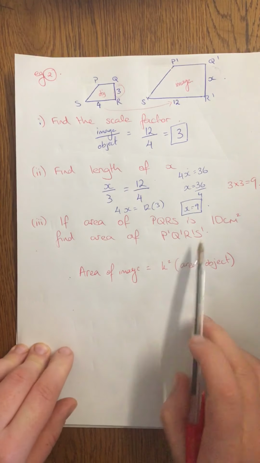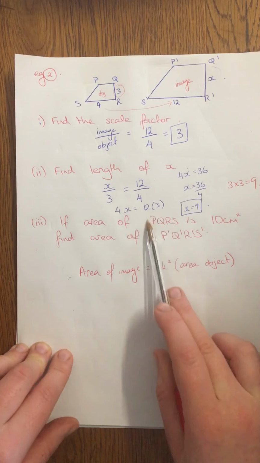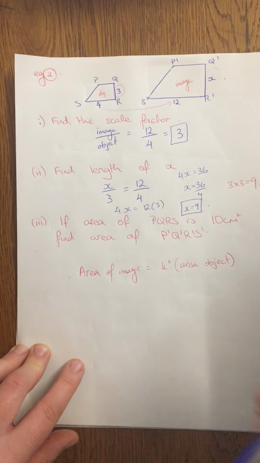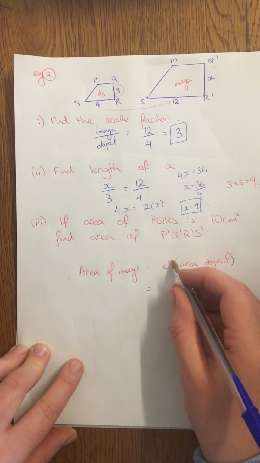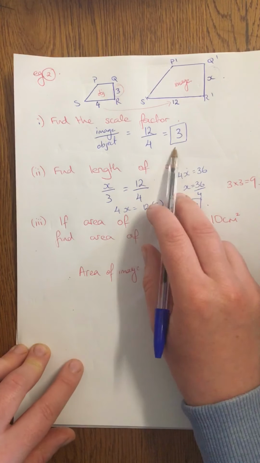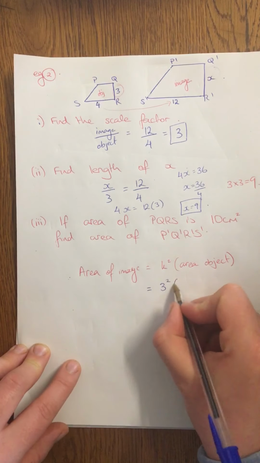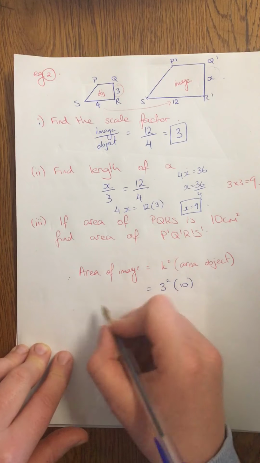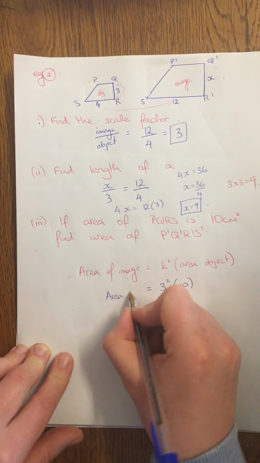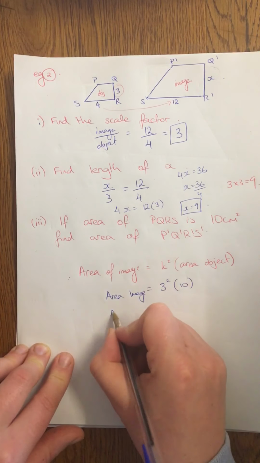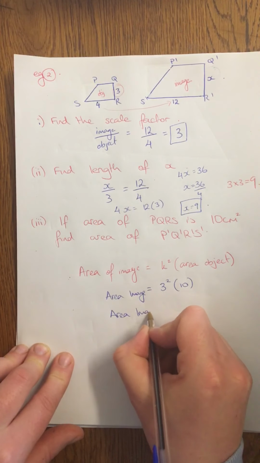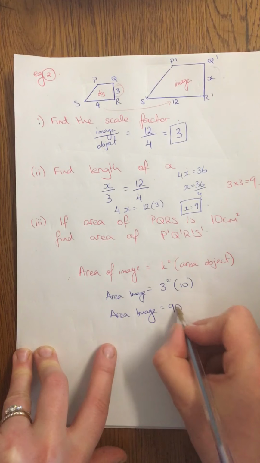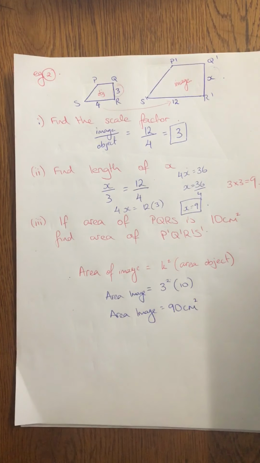Okay, so which one is this one? This is the original one, that's the object. So that's 10 centimeters squared. So that'll go there. What's k squared? K is my scale factor, so my scale factor is 3. So 3 squared by 10, that's the area of the image, which is the one that I'm looking for. So the area of the image is k squared, well that's 9. 9 by 10 is 90 centimeters squared.